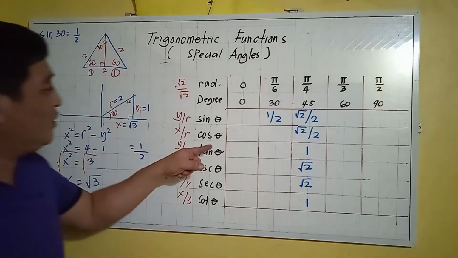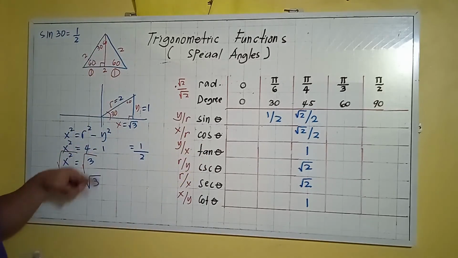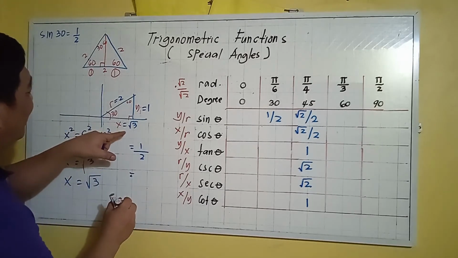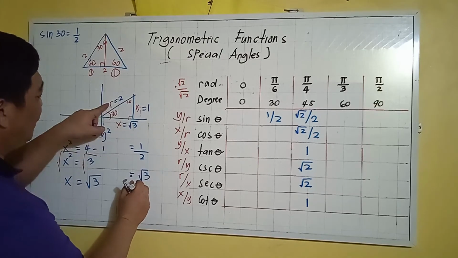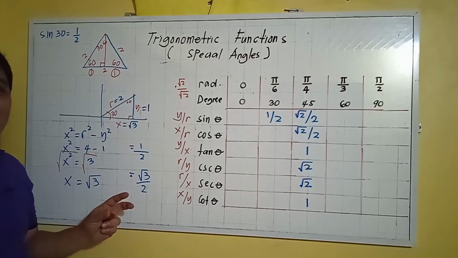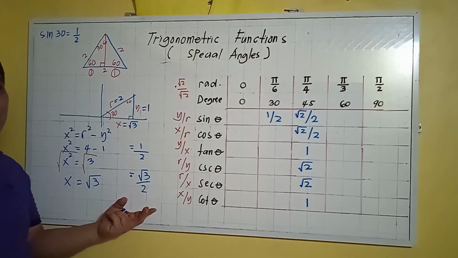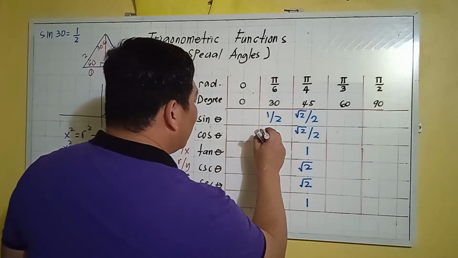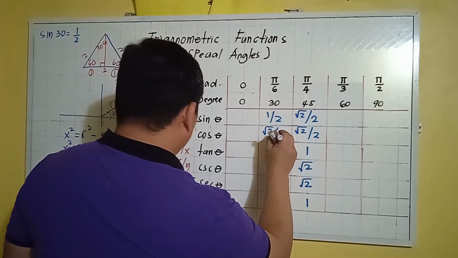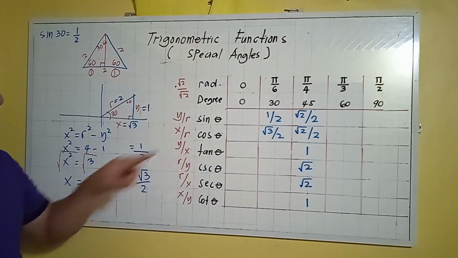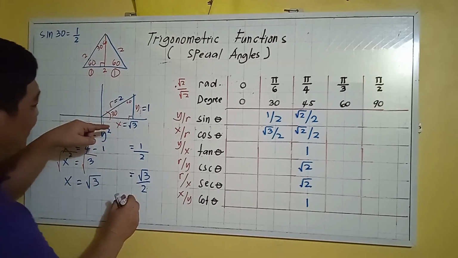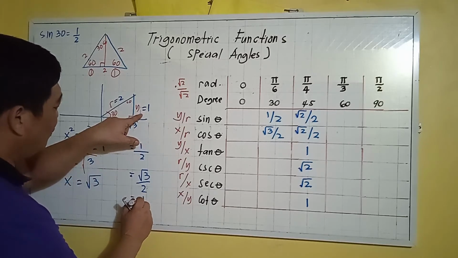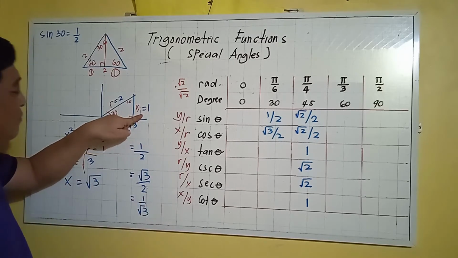Now, ano yung susunod? Cosine theta. Cosine theta is x over r. That is, x is square root of 3 over 2. So, hindi na natin kailangang i-rationalize ito kasi nga, hindi naman square root sign yung nasa denominator. So, we have square root of 3 over 2. And then, tangent theta. Tangent theta is equals to y over x, 1 over square root of 3.